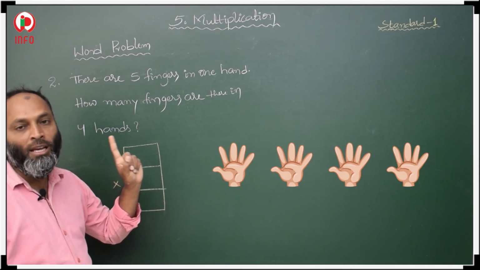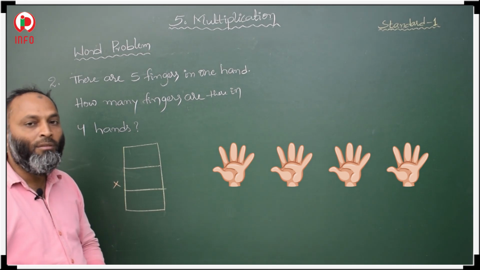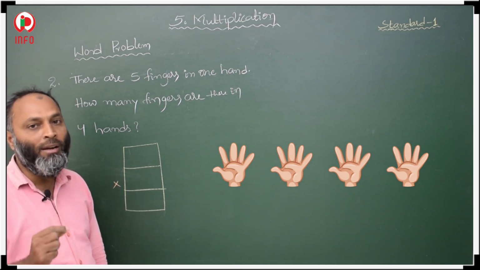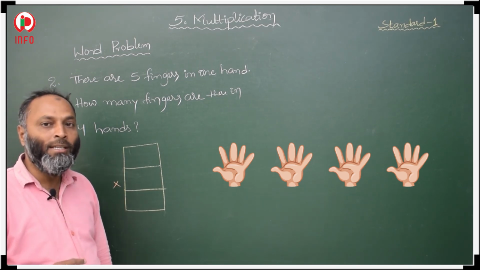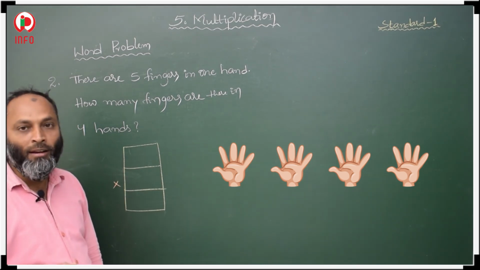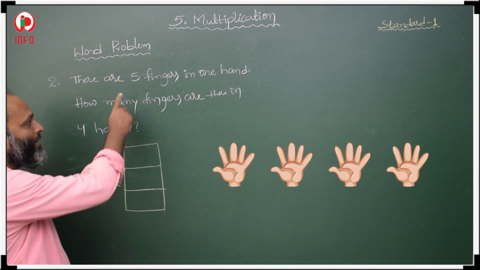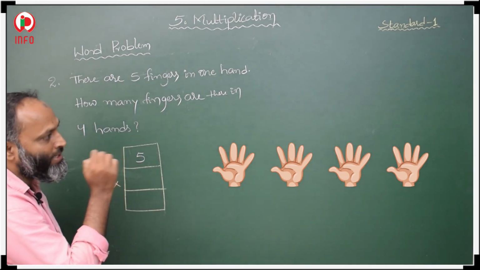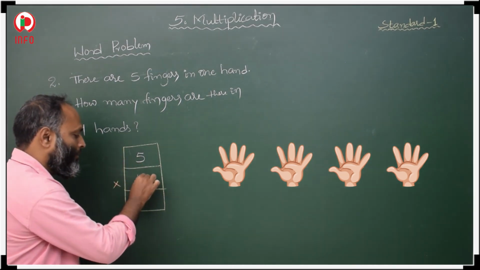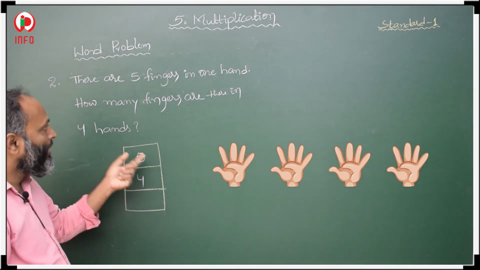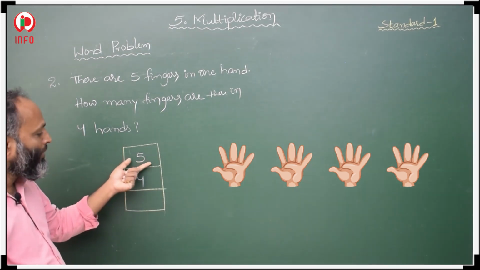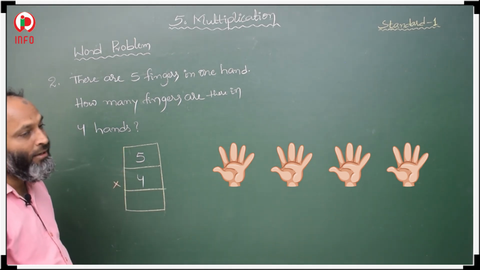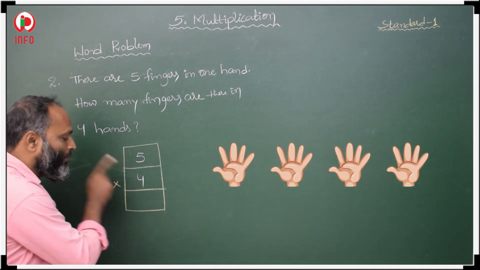Here there is an equal number of fingers in each hand. Then what is it? It is repeated addition. When repeated addition is there, then we can multiply. First, how many fingers are there in each hand? 5 fingers. Then total how many hands given? 4 hands. We write the fingers in one hand here, and the number of hands, 4, we copy here.